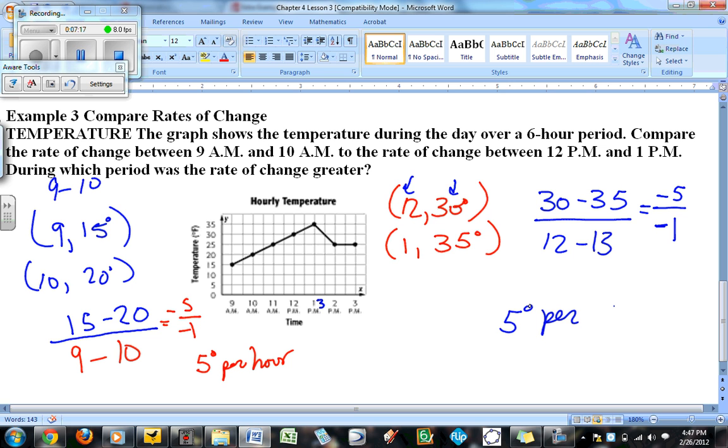And if we're comparing that rate, it seems like it's the same, right? So they asked us to compare the rate of change, and it is the same as it was from 9 a.m. to 10 a.m. and from 12 p.m. to 1 p.m. Maybe if this one was 5.5, this would mean that it would be getting hotter per hour, going faster. The rate of change is faster. If it was smaller, it would mean it'd be going slower.